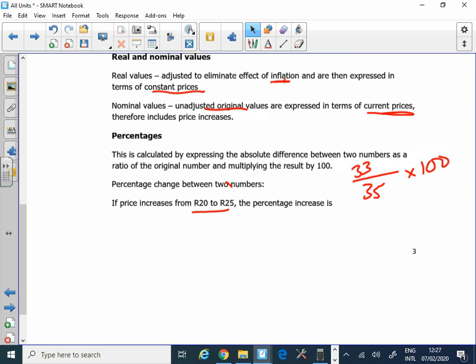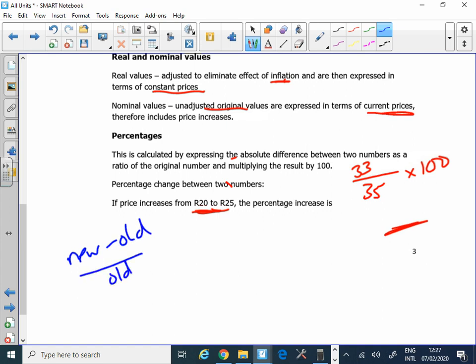So we said you take the absolute difference between the two numbers as a ratio of the original number and multiplying the result by 100. So now they're talking about two numbers, but if it's one number, you're simply going to say 33 over 35 times 100. It will give you your percentage. Between two numbers, the easiest way to use, I always say, it's new minus old over old times 100.